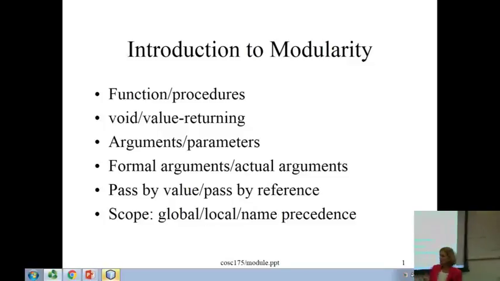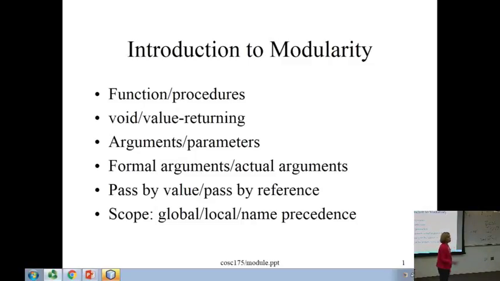Probably a little uncertain about the value returning. We'll go over that again, okay? We discussed arguments. I want to go into that in depth today so that you understand how to use arguments back and forth between functions. And we'll talk about what's a formal argument, what's an actual argument, and how they work.